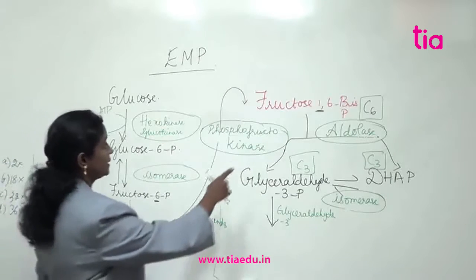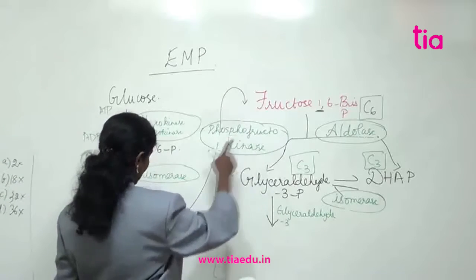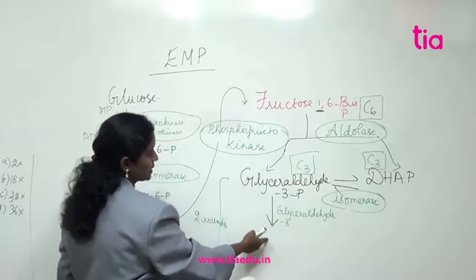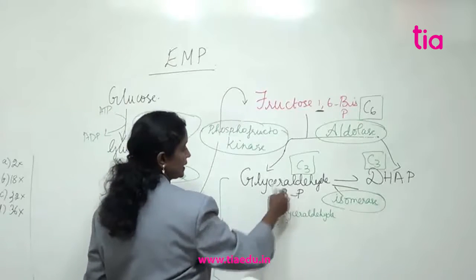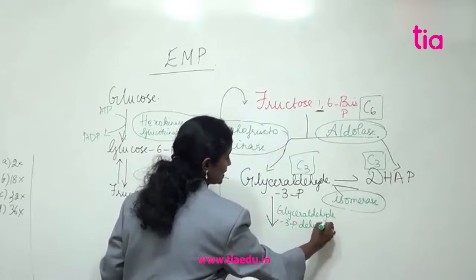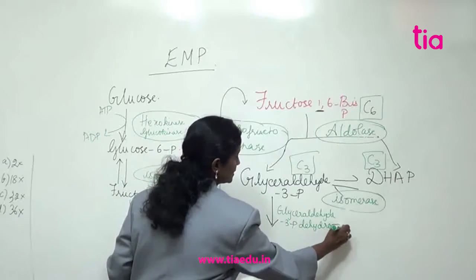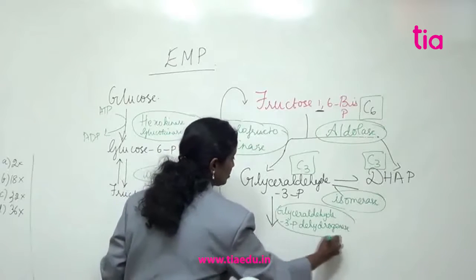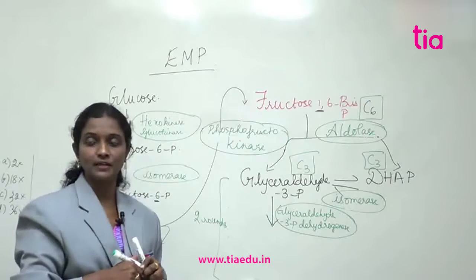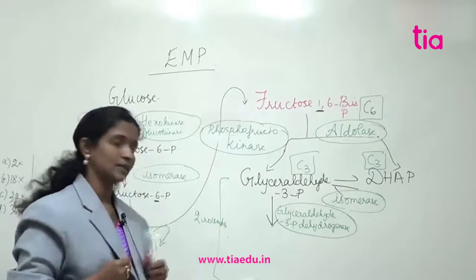Phosphoglucoisomerase. Then here it is phosphofructokinase. Mostly it will either involve reactant or product. So, glyceraldehyde 3-phosphate dehydrogenase is the enzyme which catalyzes this particular reaction. And this reaction is very important because someone is going to come and receive an important atom from here.